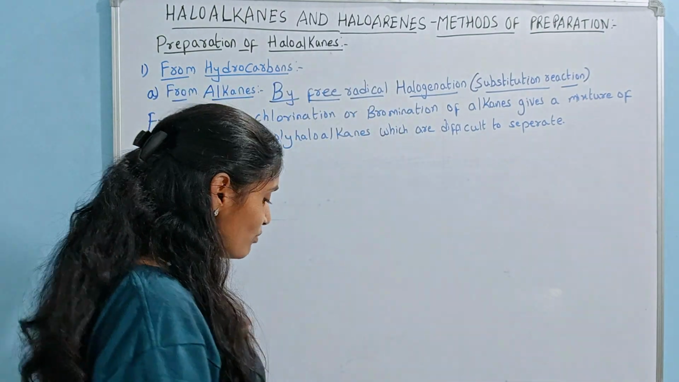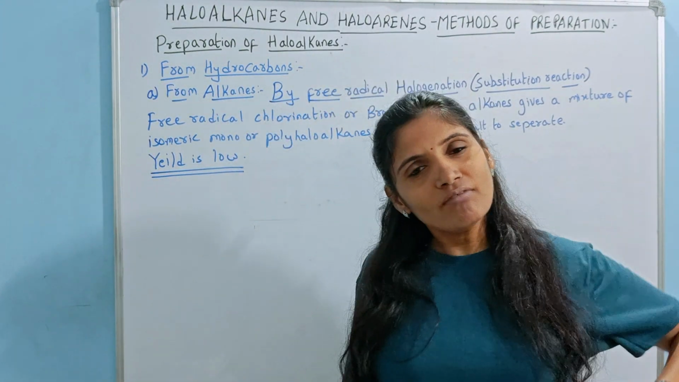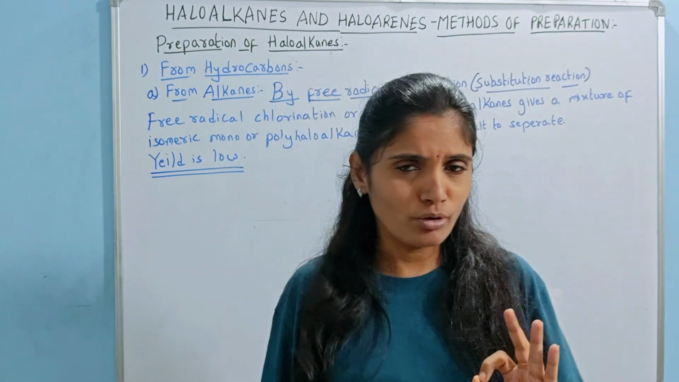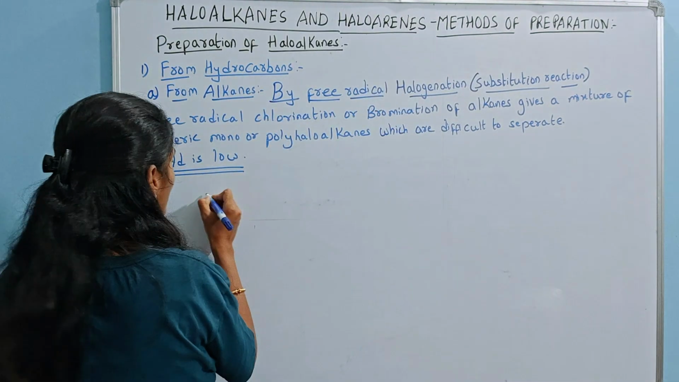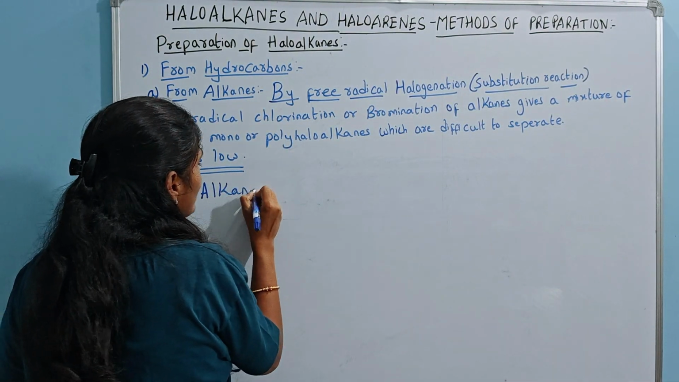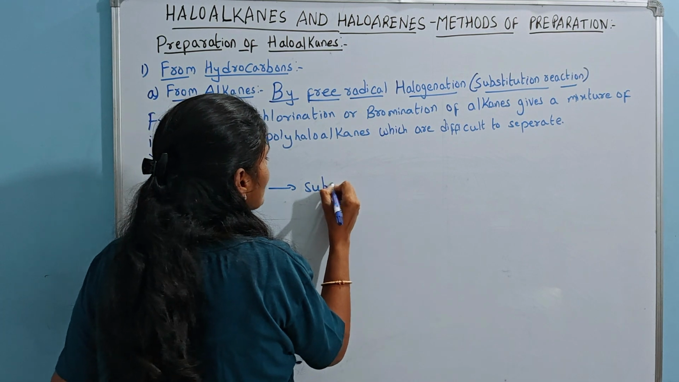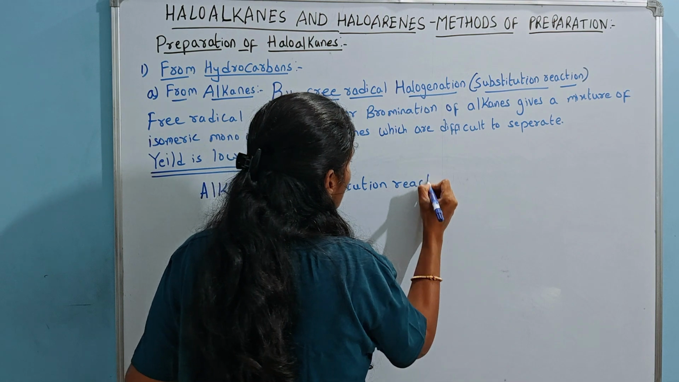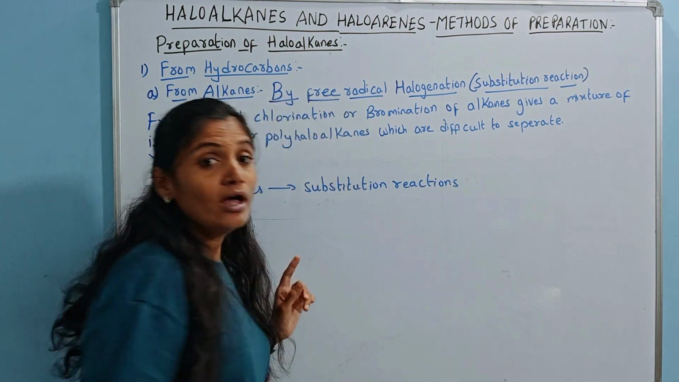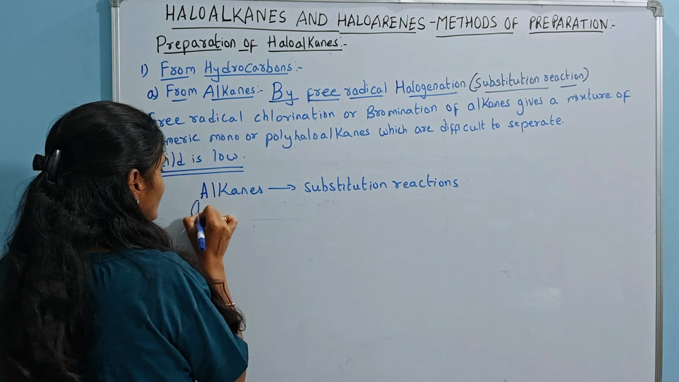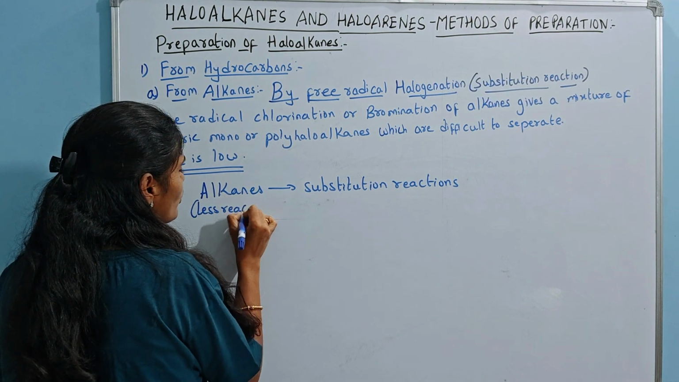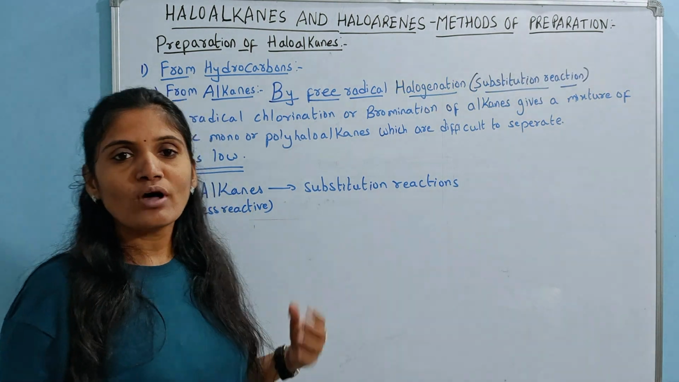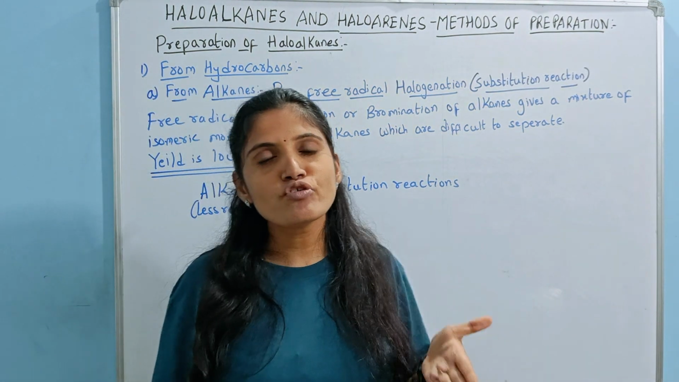Now, as you people have been studying from grade 10, you know that alkanes undergo only substitution reactions. People know alkanes undergo which type of reactions? Alkanes undergo substitution reactions because alkanes are less reactive. You people know alkanes are called what? Paraffins also. So alkanes are less reactive, so alkanes preferably undergo substitution reactions.